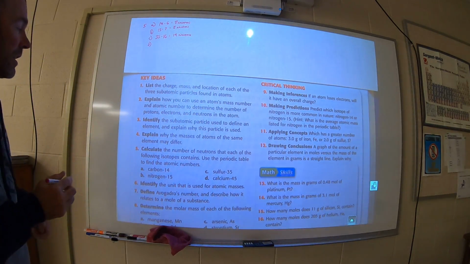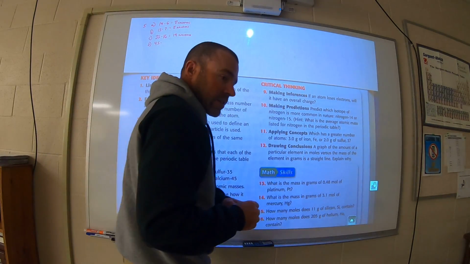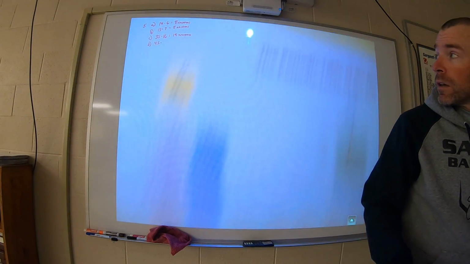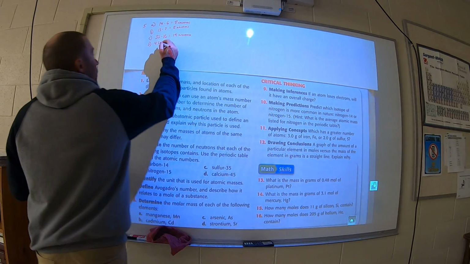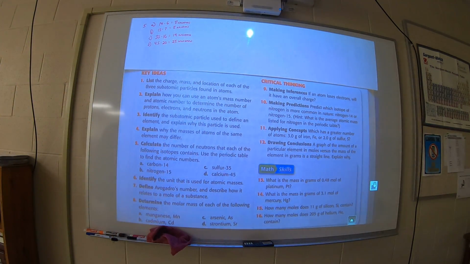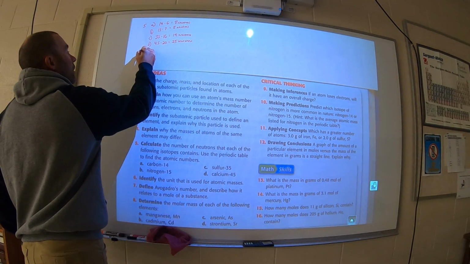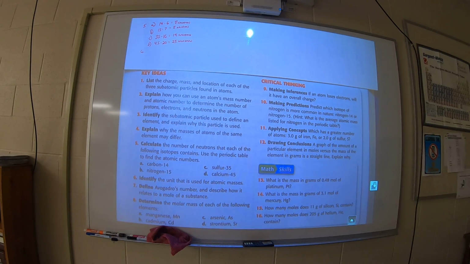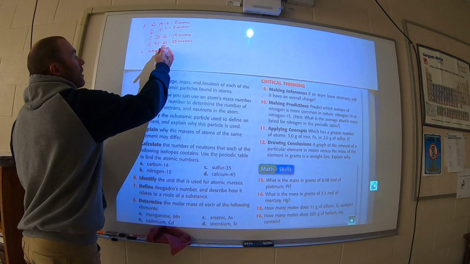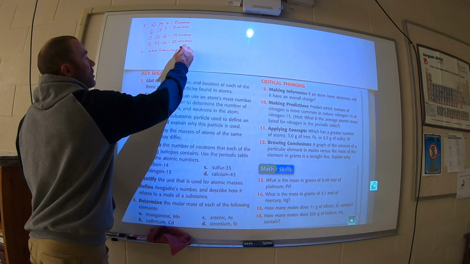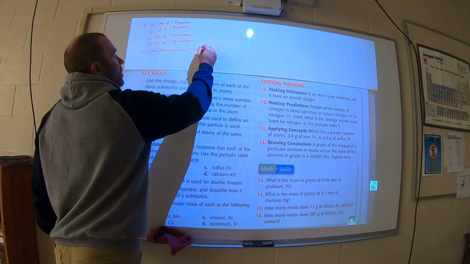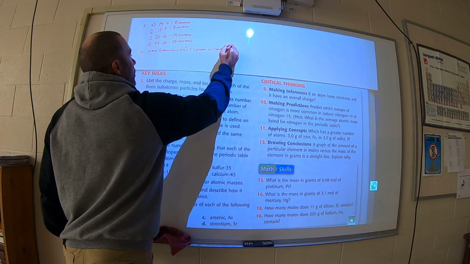And then letter D, calcium 45. So we're going to take 45 minus the atomic number of calcium, which is 20. So 45 minus 20 is 25 neutrons. Number 6, identify the unit that's used for atomic masses. The unit used for atomic masses is called the AMU, or atomic mass unit. And I'm going to say that that's about equal to 1 proton or 1 neutron.